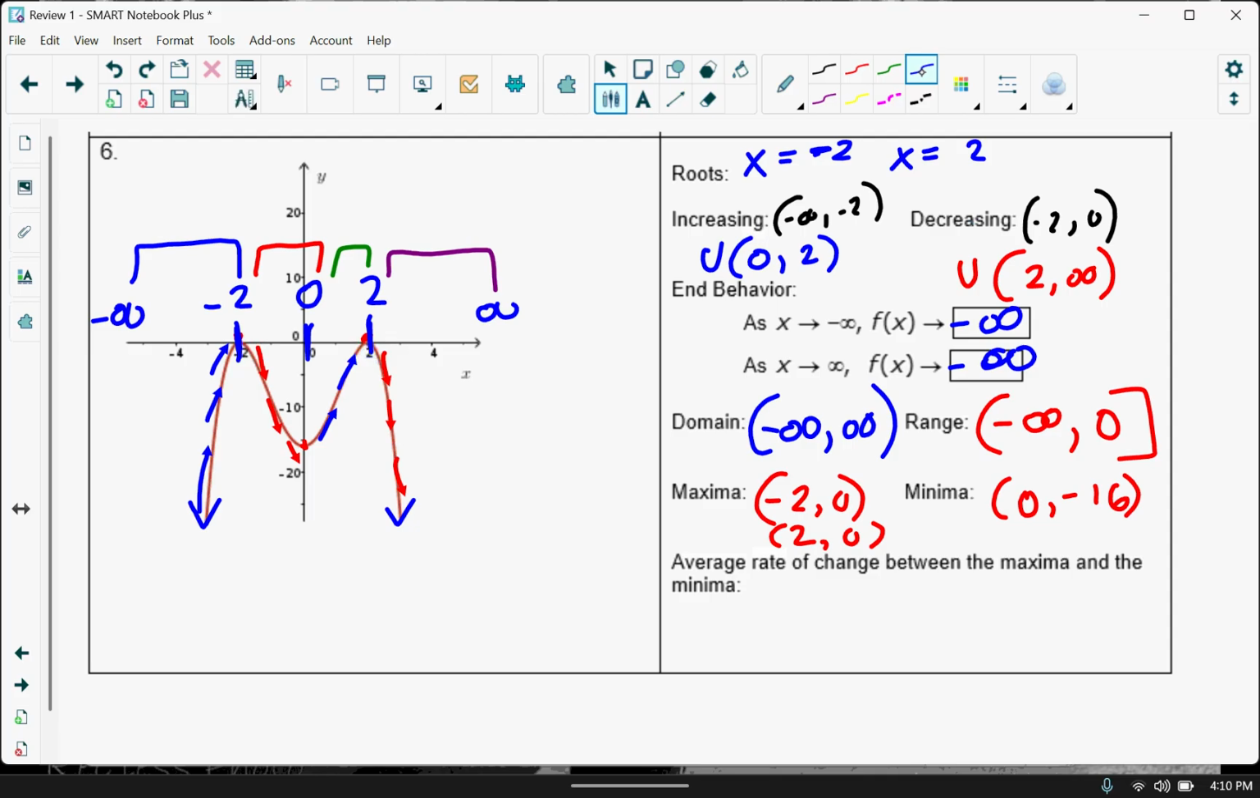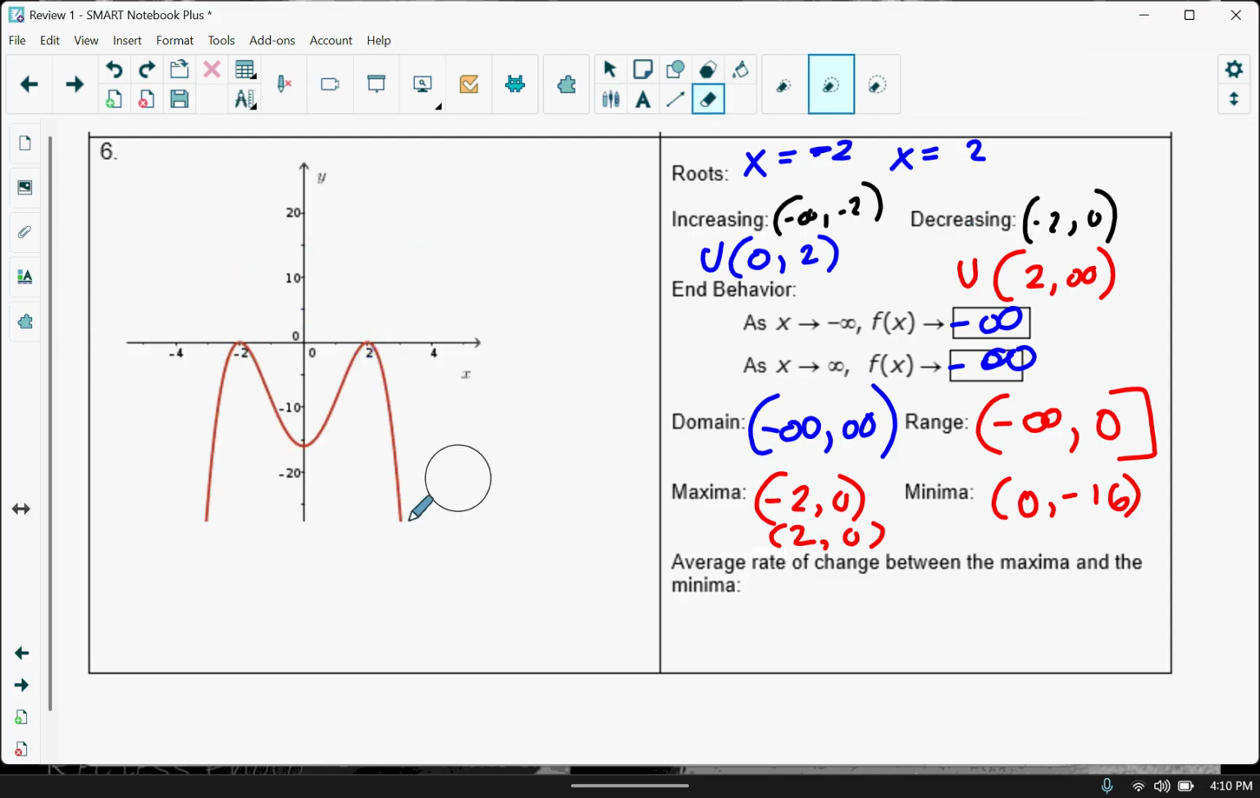Then what we're going to do is, again, average rate of change. So let me clear off all this mess. Average rate of change from the maximum to the minimum. You can pick any maximum you want. I like picking the ones that don't have negatives. So I'm going to pick this one here, and I have to use that minimum value. So I'll use x1 and y1 for the 2, 0 point, and I'll use x2 and y2 for the 0, -16 point.